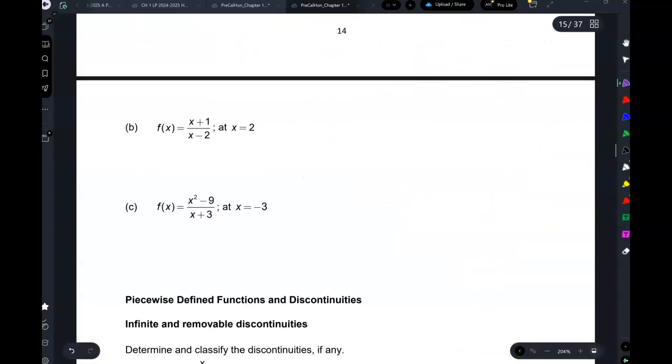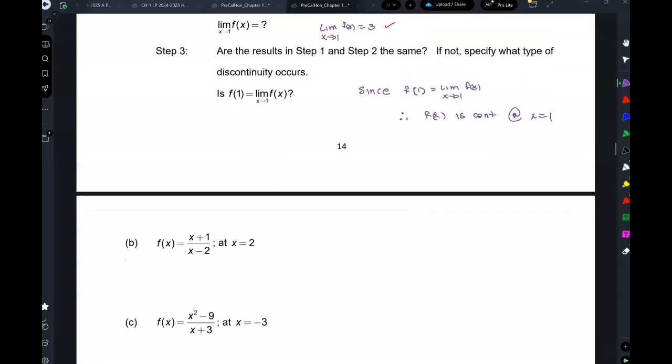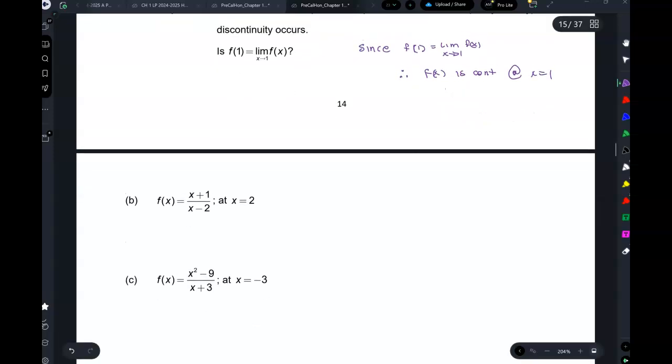Okay, now let's do another one. Wait, can you go back up for one second? Why is it R of x? Where? It's not. It's f of x. My pen is being glitchy. It's f of x. Okay.